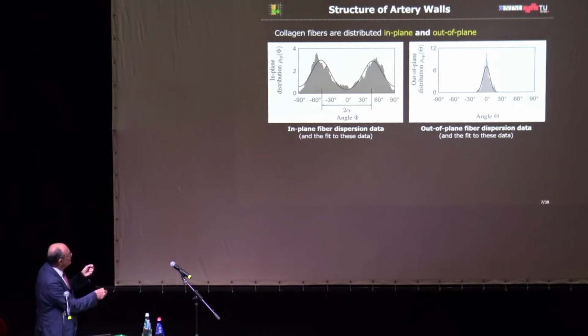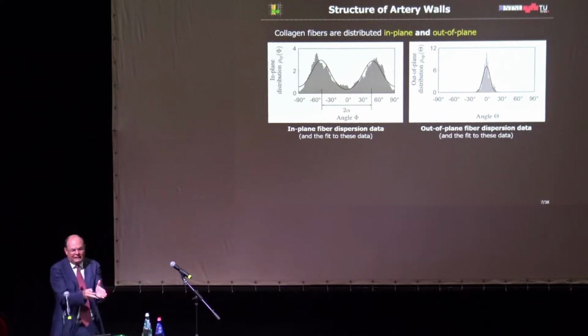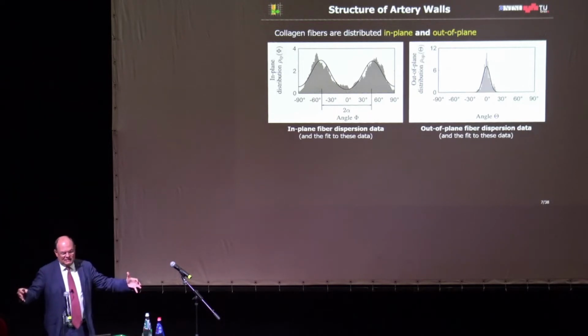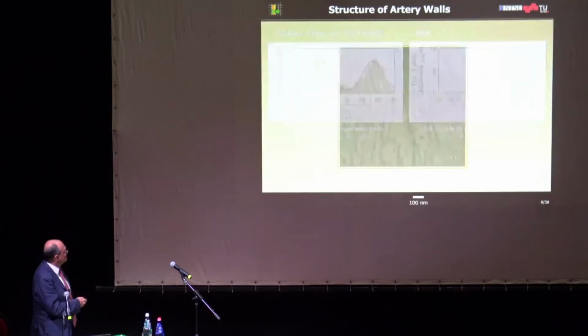We have these two mountains, so to say. And then we also have out-of-plane dispersion. You know, this is in the radial direction, which is much smaller. And what we observed is that this characteristic dispersion is changing with disease. For example, when you have an aneurysm, this out-of-plane dispersion is increasing. So it's really disturbing the collagen fiber structure.